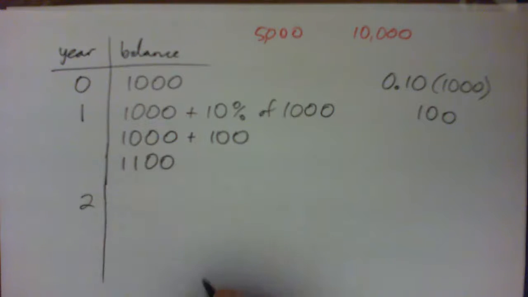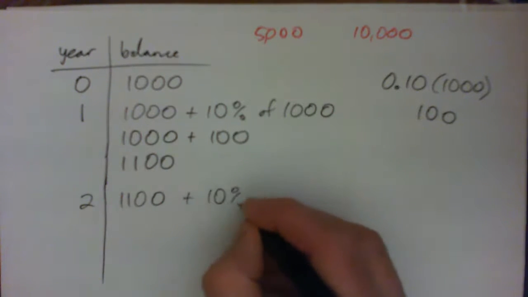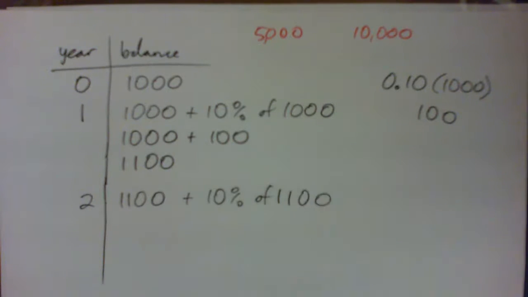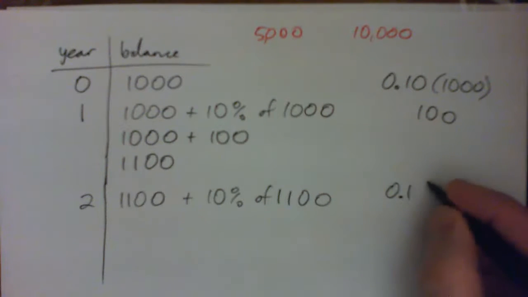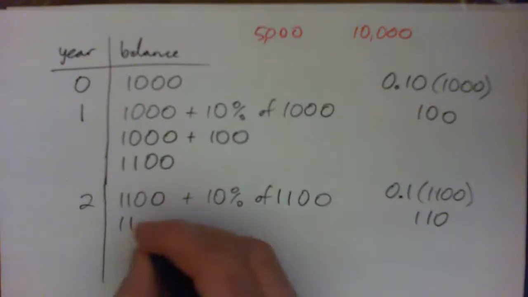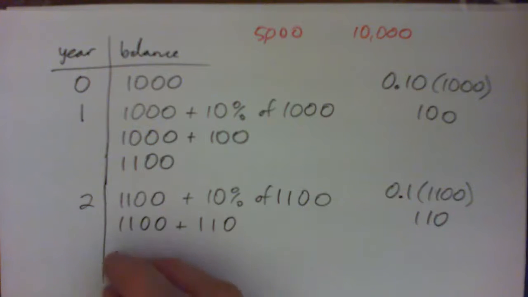So after 2 years, we've got our 1,100, but we get 10% interest on top of what was already in there, which is $1,100, right? Now, 10% of 1,100 is 0.10 times 1,100, which is $110. So we've got our 1,100 plus 110, and so that gives 1,210, right?